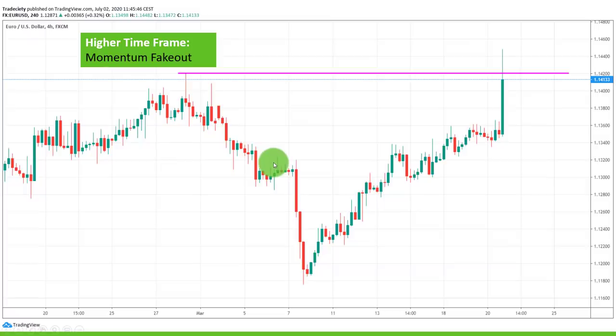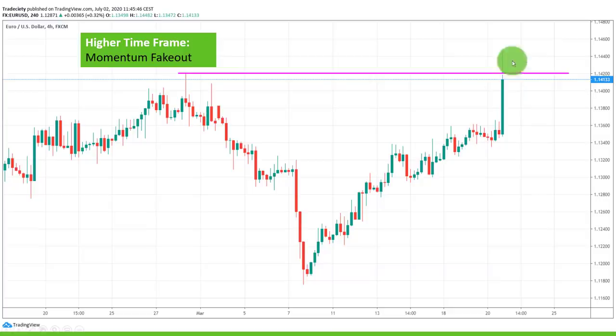Another example here, we have a higher time frame momentum fake out. We have the last swing high here. The market really shot strongly into this level, and many traders will be scared now, or there are multiple things that could happen.